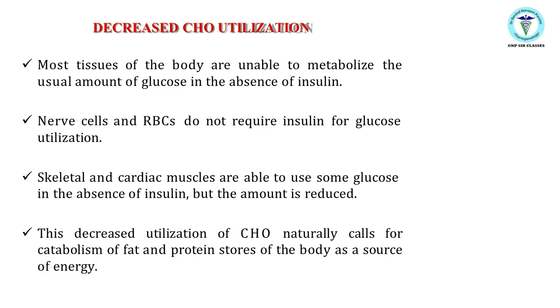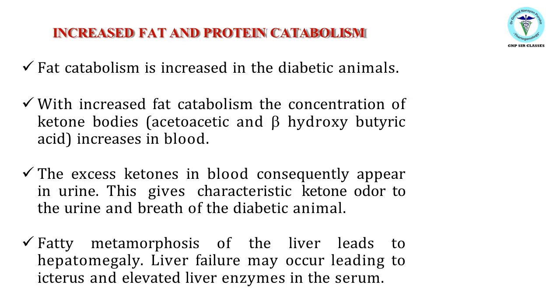Diabetes mellitus is characterized by hyperglycemia, glucose in the urine, and excessive urination. It leads to decreased carbohydrate utilization, increased fat and protein catabolism, weight loss, and other severe symptoms. Without insulin, glucose cannot enter cells, causing blood glucose levels to rise. This leads to glucose appearing in urine and increased urination, causing dehydration and intense thirst.